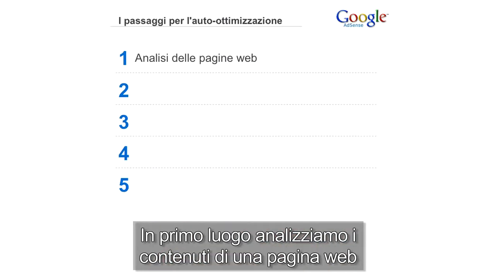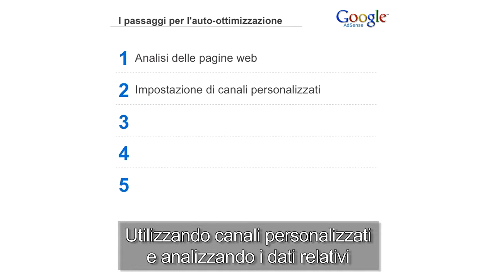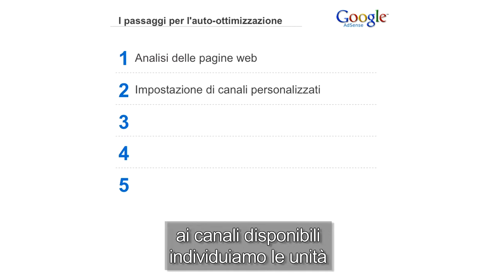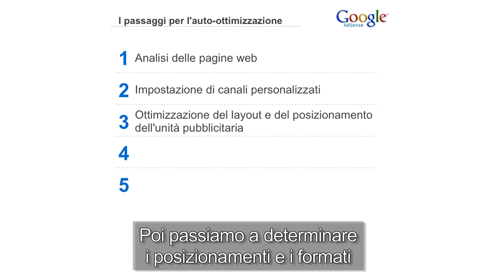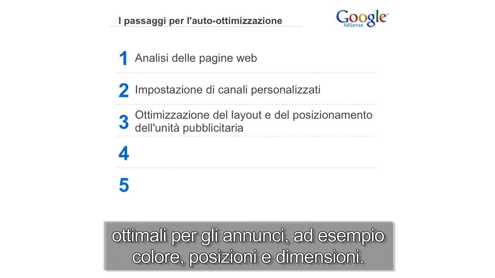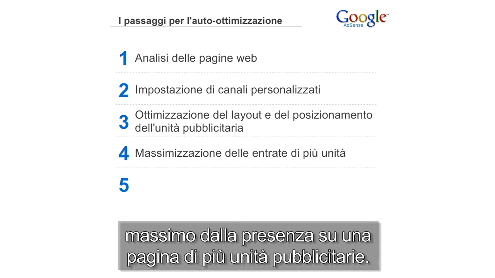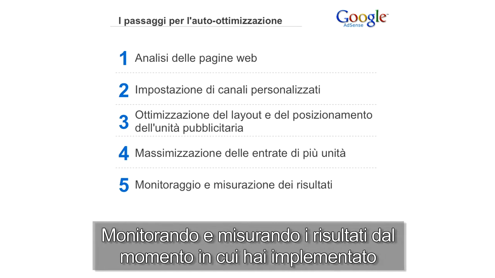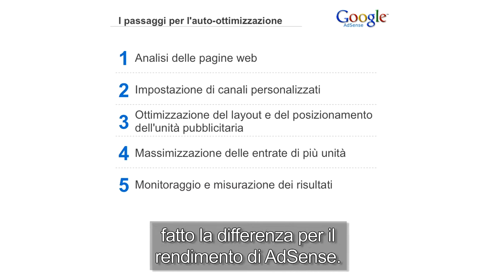Firstly, we analyze the content of a web page and determine how your users view the content. By using custom channels, we also find out which ad units are performing or underperforming by looking at the channel data available. Then we determine the optimal ad formats and placements of your ads, such as color, positions, and size. We also make sure that you're getting the most out of having multiple ad units on a page. And by tracking and measuring the results from when you implemented, you'll be able to see whether your optimizations have made a difference to your AdSense performance.